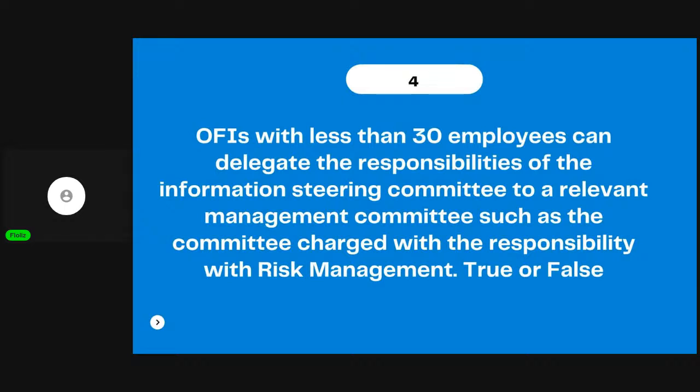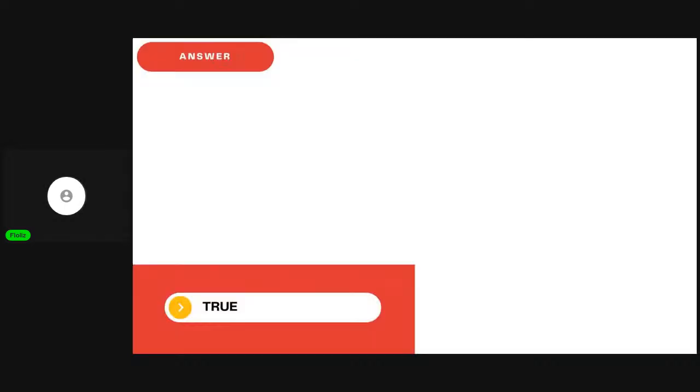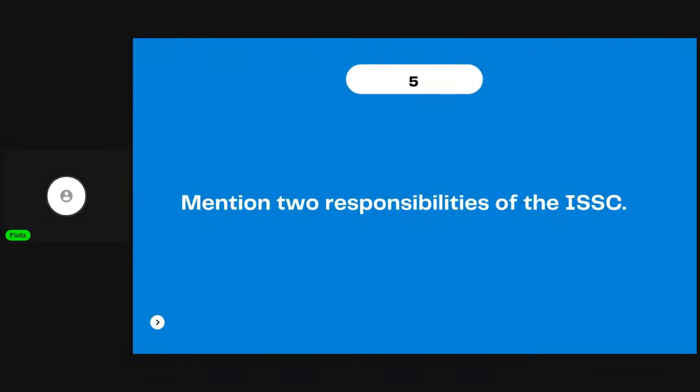Yes. True is correct. So now, mention two responsibilities of the Information Security Steering Committee.